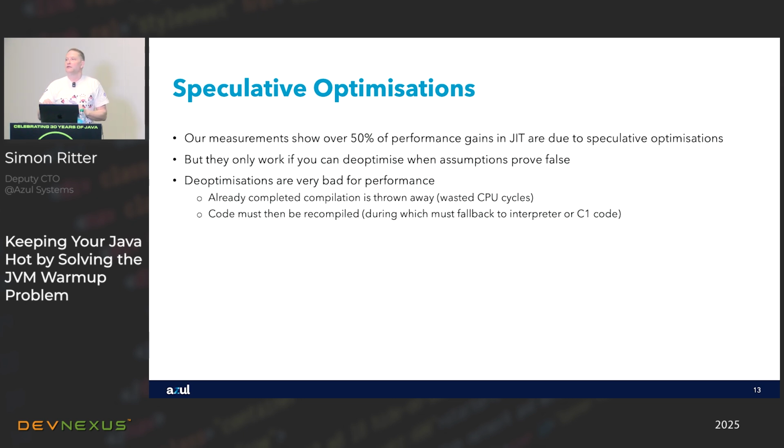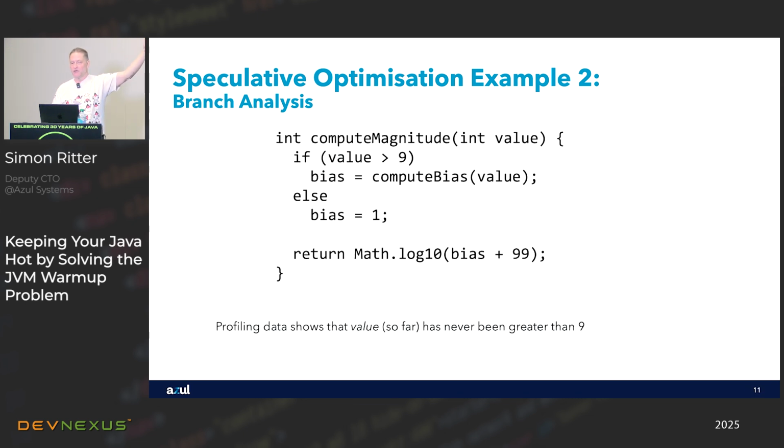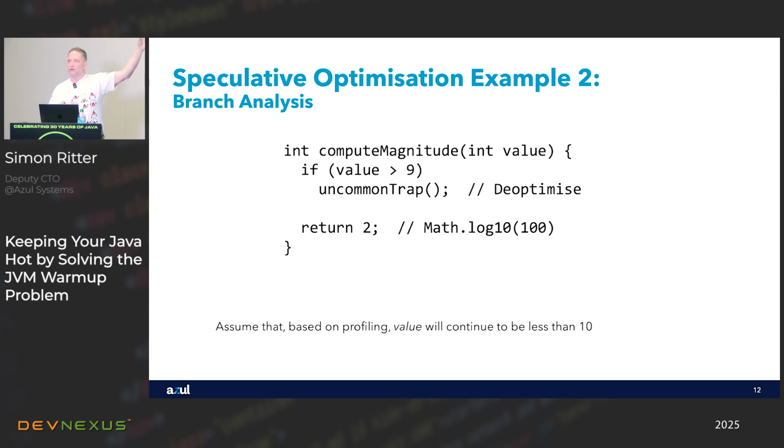Why would you have to de-optimize? Right. So you'd have a de-optimization if somebody calls that method with a value of 10. Because if they call that method with a value of 10, then suddenly you need to go back to the previous code and say, okay, we've got a value greater than 9, so we have to then call compute bias with that value. But in our modified code, we don't do that because we're assuming that the value is never greater than 9, so we can get away with bias always being 1. Does that make sense?